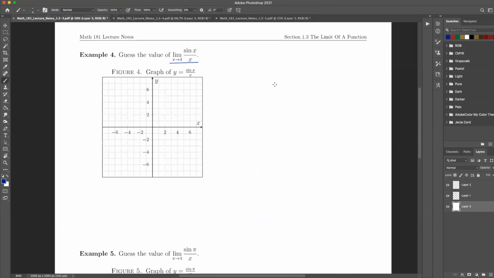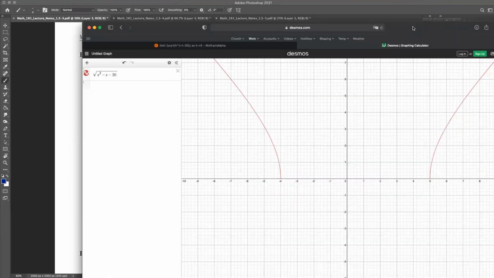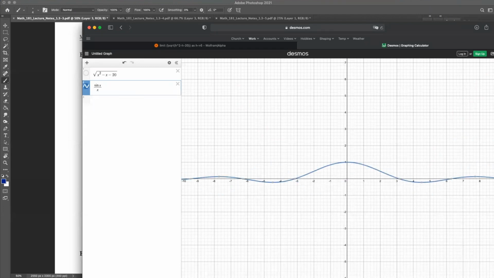All right, so let's look at this. Let's do this in Desmos because I'm not positive you guys know how to graph that by hand. Let's just open up Desmos real quick. I'm going to save this, we're going to want this later, but let's go ahead and type in sine of x divided by x. So here's the graph of sine of x divided by x.